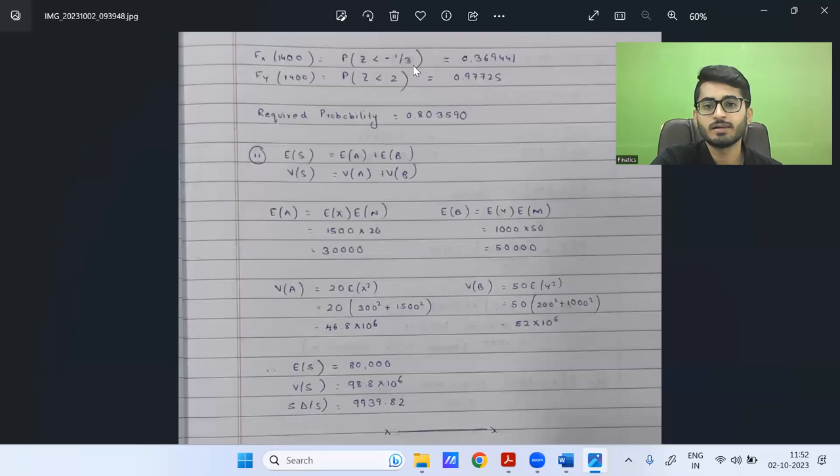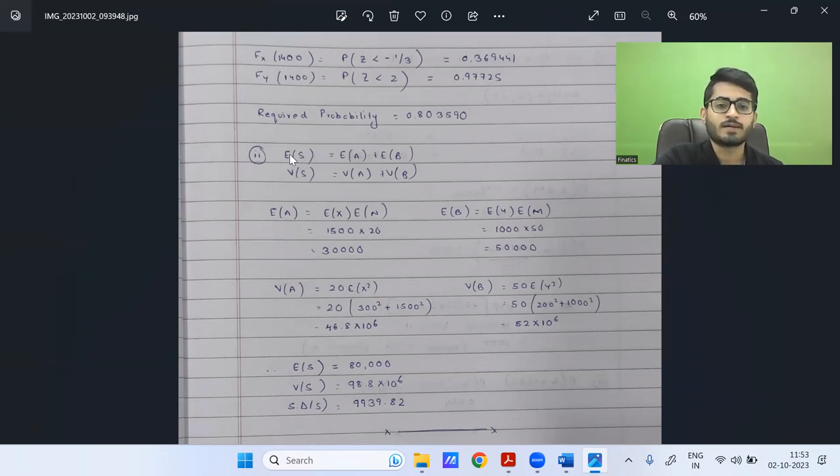Probability Z less than minus 1/3. I guess I took the help of Excel to calculate this. In case of using tables to interpolate, you might get a slightly different answer, maybe in the third or fourth decimal place. This is what I'm getting. Required probability I'm getting is something around 80%.